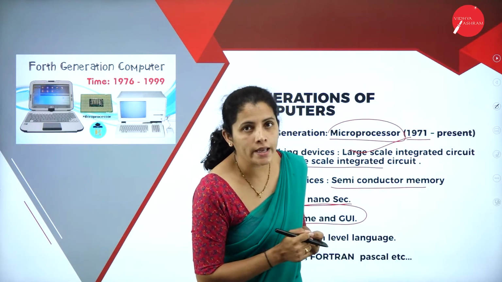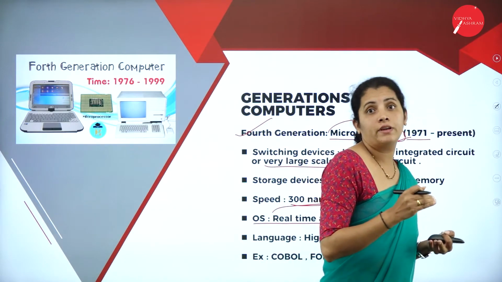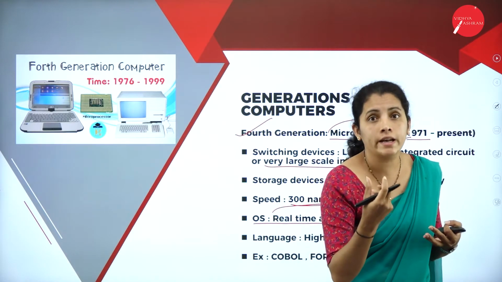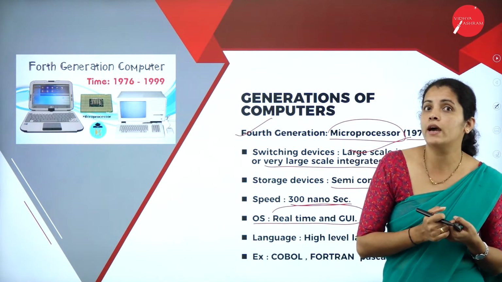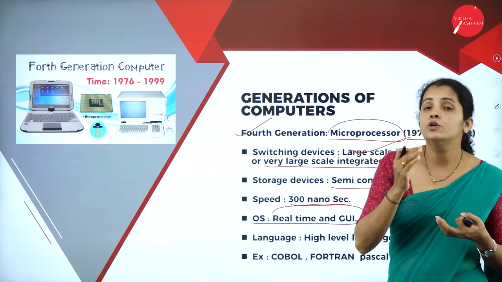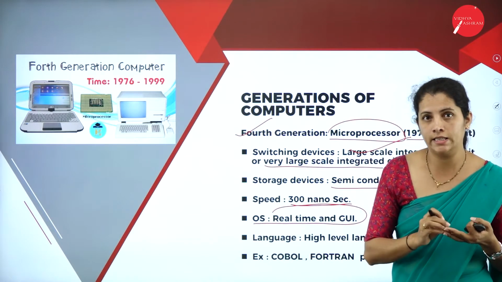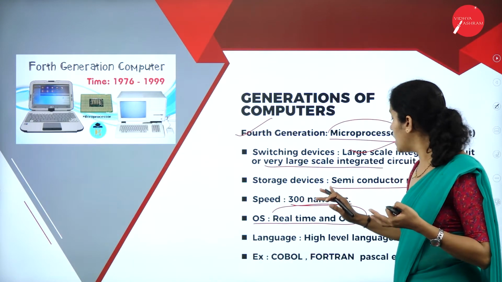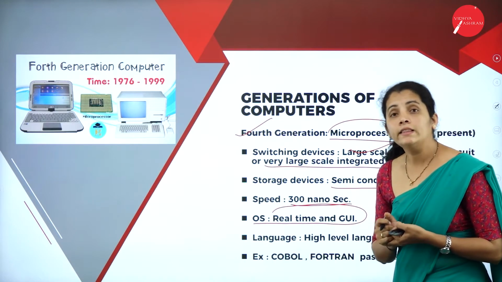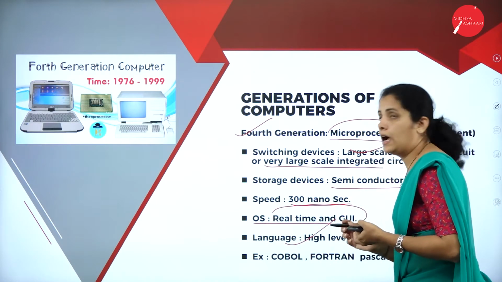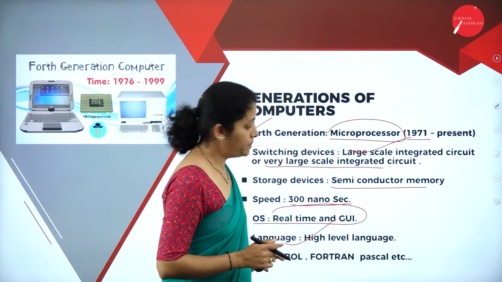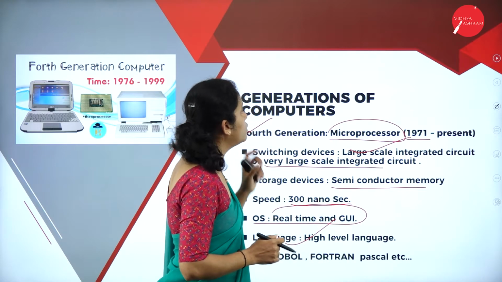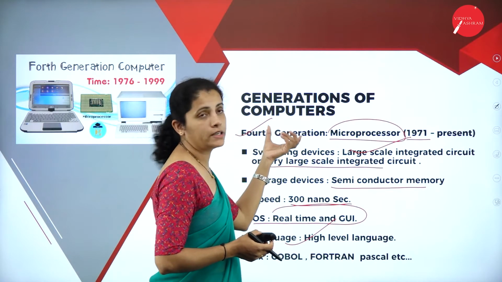What is GUI? Here GUI is nothing but the graphical user interface. The graphical user interface provides a very attractive, beautiful working environment to the user. That means the user can have icons, menus, etc. During that time they were using real-time operating system as well as graphical user interface. At that time they were using high-level programming language once again, that is COBOL, Fortran and Pascal. These are some of the technologies used during the fourth generation computer.